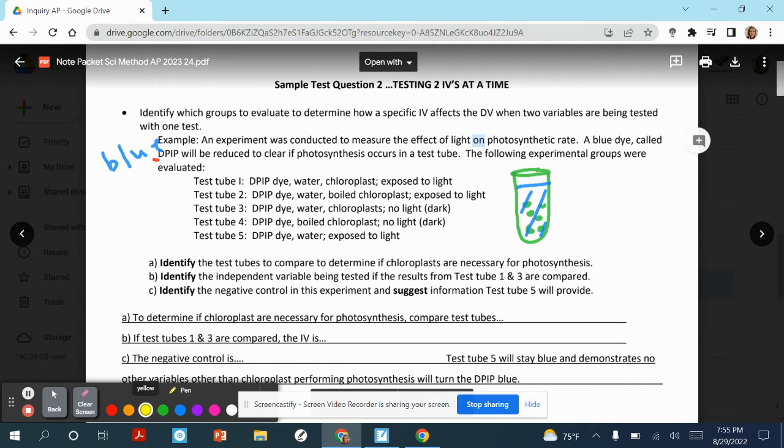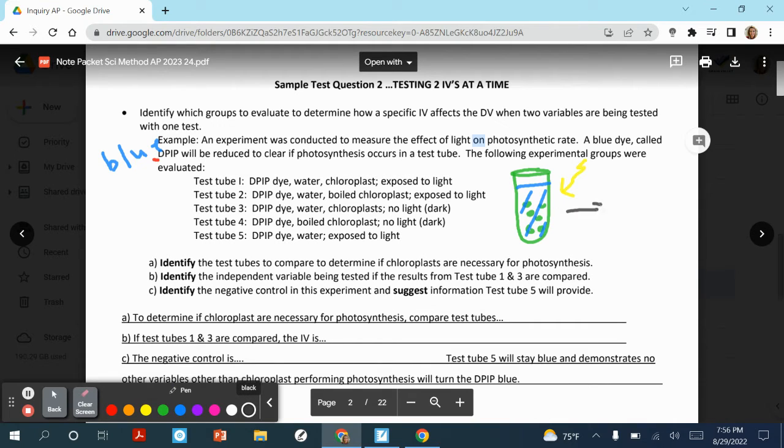They're going to expose it to light, and over time we should see that our test tube should end up looking clear. We still have those green chloroplasts in there, okay? So if photosynthesis is happening or being performed by the chloroplast, the solution in our test tube is now going to look clear.